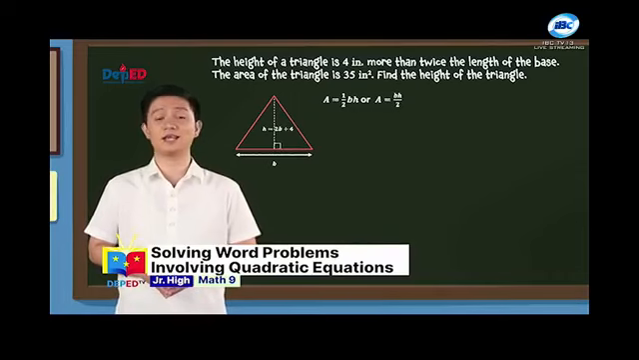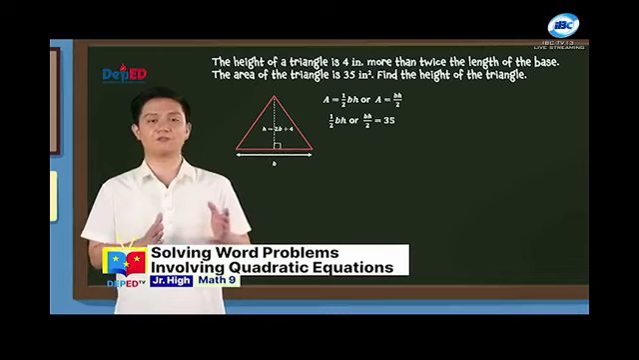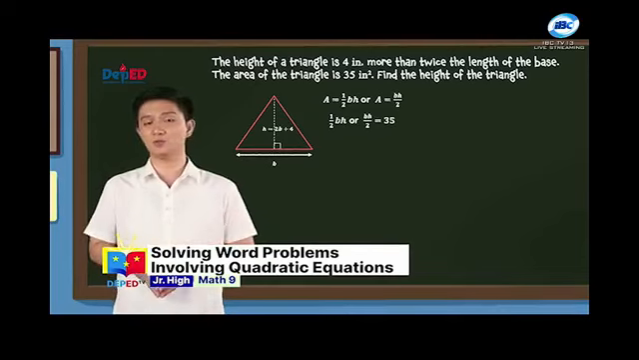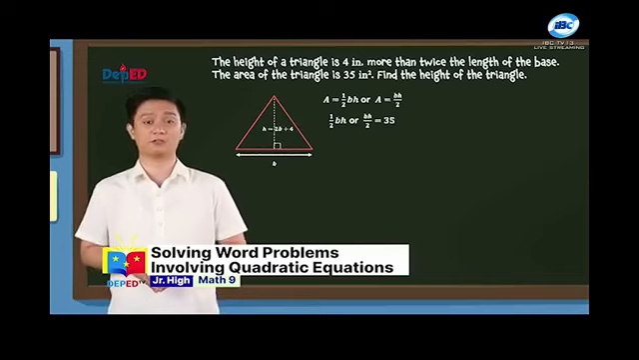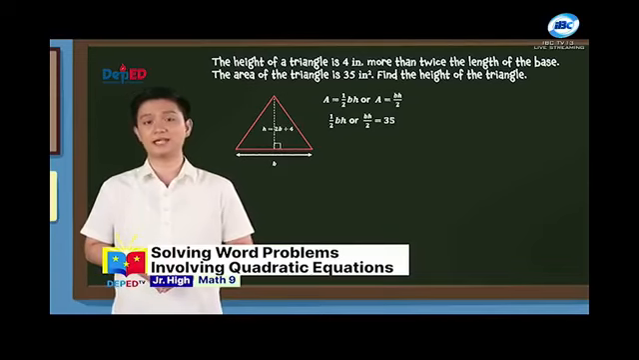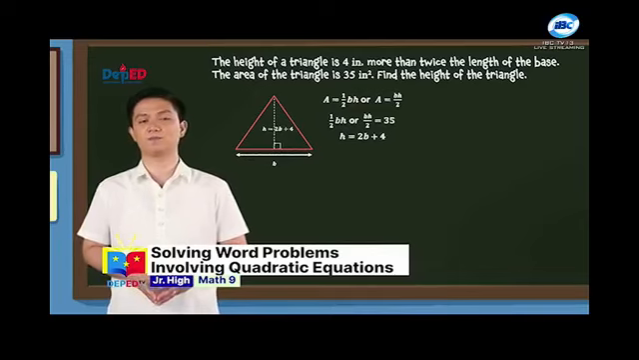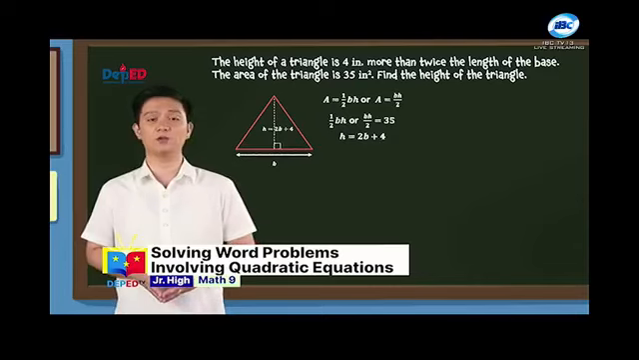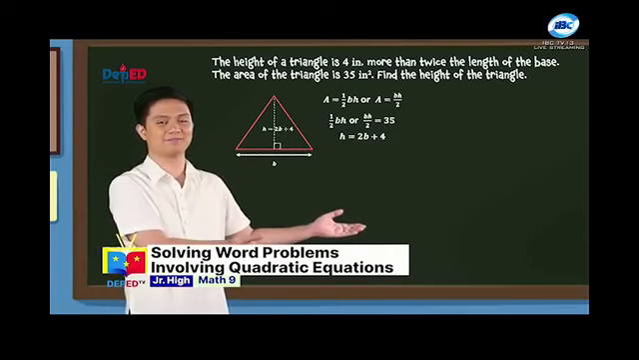The area of the triangle is 35 square inches. It means that 1/2 the product of the base and the height, or when this product is divided by 2, the result is 35. The height is 4 inches more than twice the length of the base. This can be translated into the equation h equals 2b plus 4. In terms of the base b, the area of the triangle, which is 35 square inches, can be described by this equation.